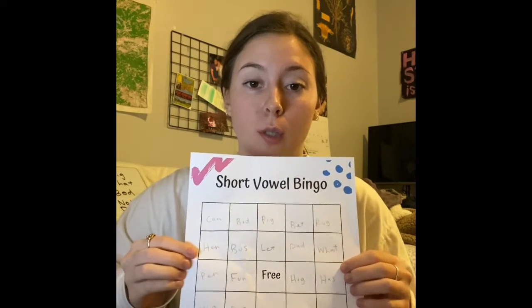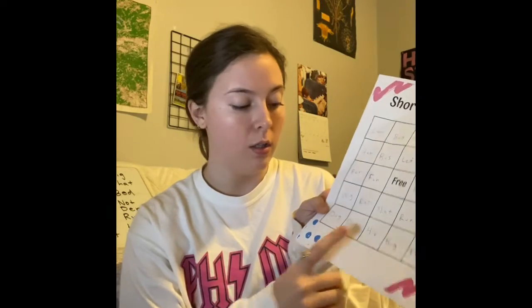After students have finished copying all their short vowel words on their bingo sheet, I'll grab my list of short vowel words and randomly select one. I'll read it out loud, "den," and then students will look for that word on their bingo sheet. It would be right here for mine. Cover it with a marker, and then wait for the next word to be read.